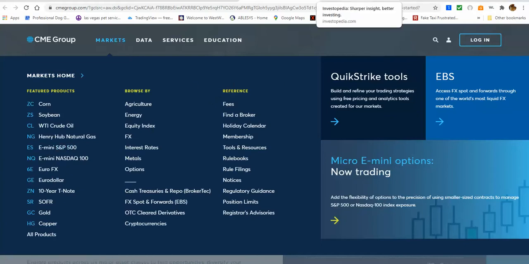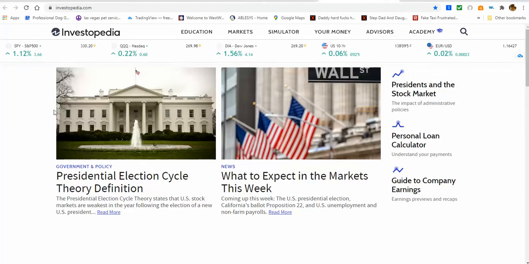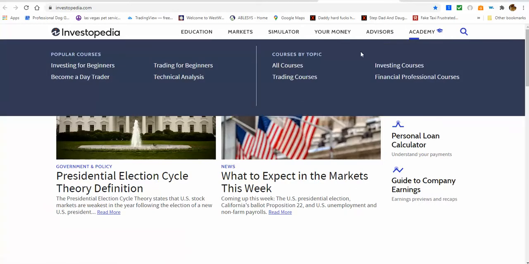Okay, and this one here is Investopedia. This is an excellent resource site. Anything to do with finance, you can look it up. This is a search right here. If you just type that in, you can look for anything: day trading, investing for beginners, anything you want to know. It's really good.